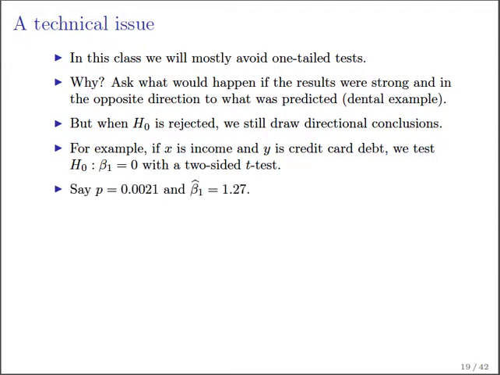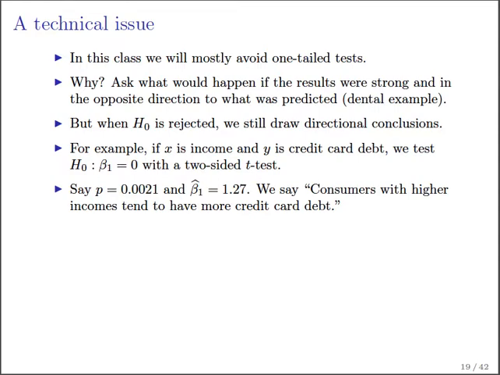So suppose that P equals 0.002 and beta hat 1 is 1.27, so the regression coefficient is positive, the slope of the least squares line is positive, we've rejected the null hypothesis at this conventional 0.05 level, and we will say consumers with higher incomes tend to have more credit card debt, because that's the direction. But really all we had was a null hypothesis that beta 1 was equal to 0 versus the alternative that beta 1 was not equal to 0.